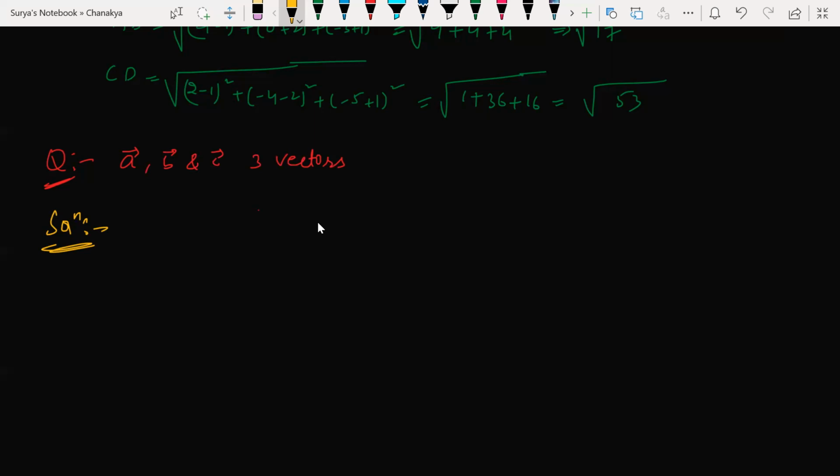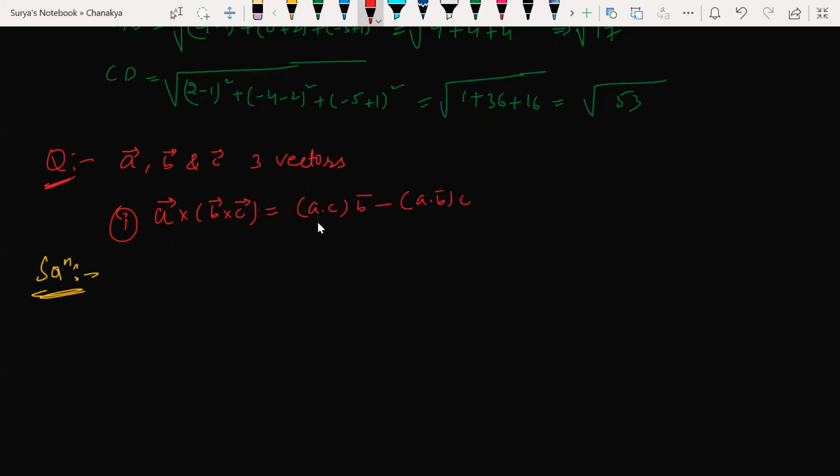Okay. So what do we need to prove here first? What is the first question? A cross B cross C is equal to A dot C B minus A dot B C. I think this is what we need to prove. Am I correct? Yes. Check once what they have given.